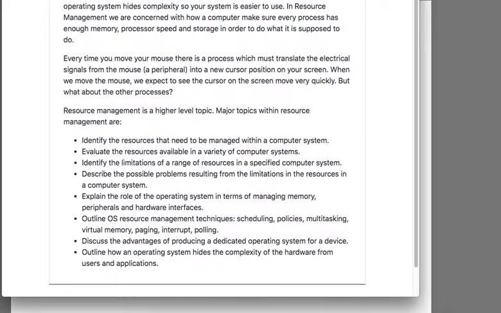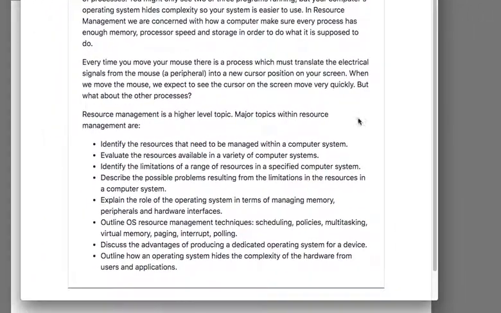So as you think about resource management, you should get really curious about how your computer allows a lot of different things to happen when it doesn't have enough memory and CPU capacity to do all of them at one time. Okay? It's a super, super interesting topic.